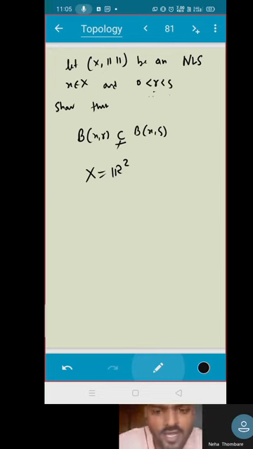What happened in the discrete matrix space? If I take an example of discrete matrix space, in that case, if the radius are different, then also I can have the same open ball. Bxr may be equal to Bxs. So what is the difference between discrete matrix space and this NLS, non-linear space?